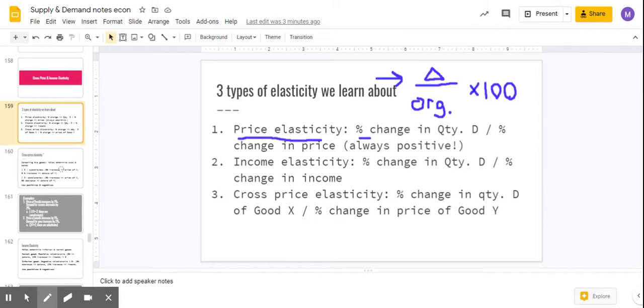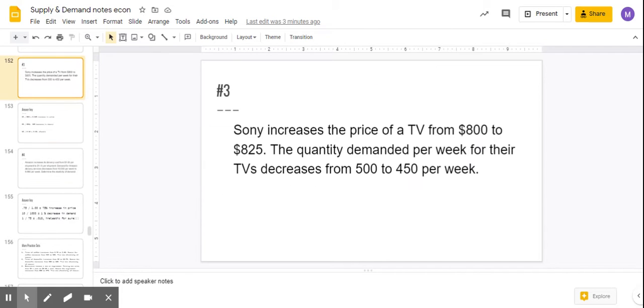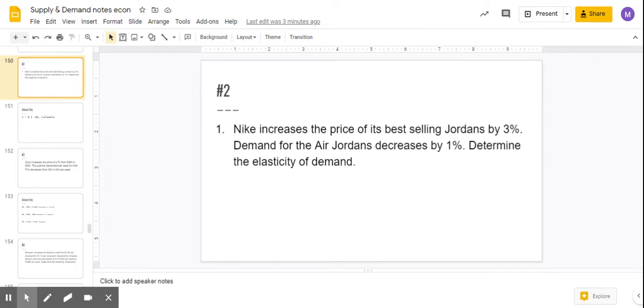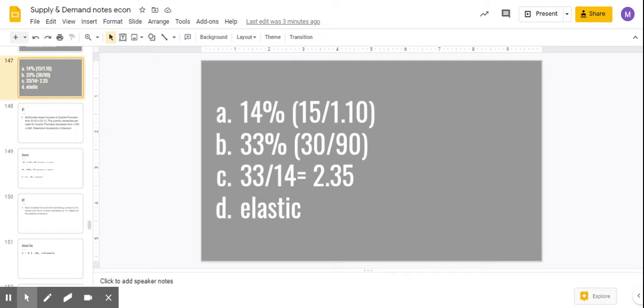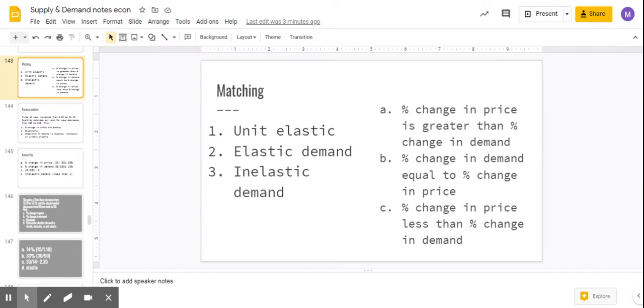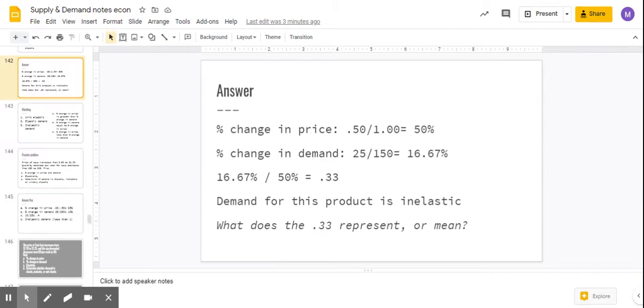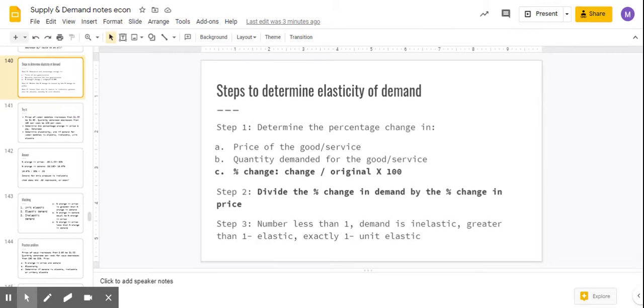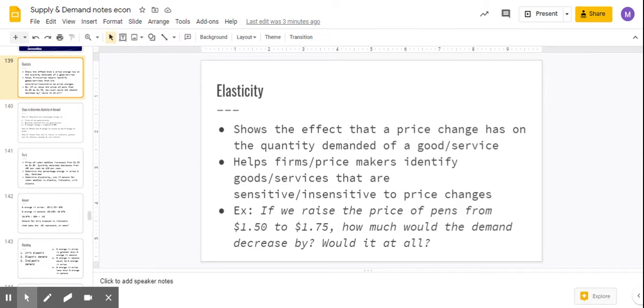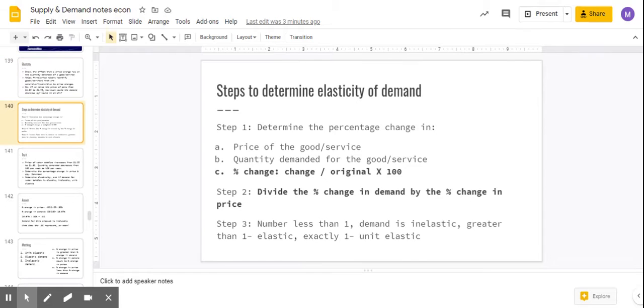The biggest key here for Learning Standard 5 and 6 is slide 140, or 144. Slide 140 is one of the biggest ones, because it breaks it into the steps. It tells you how to determine the percentage change, how to figure out elasticity of demand, and then gives you like a key essentially.